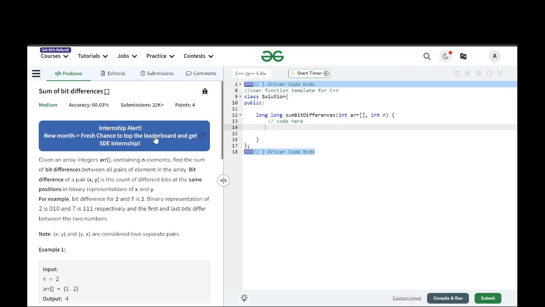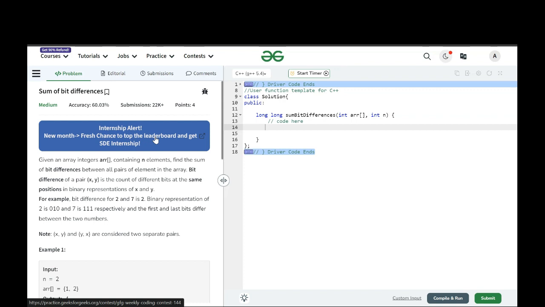Hi everyone. So we'll be solving today's problem of the day, that is sum of bit differences. Let us first go through the problem. What it is stating is that given an array of integers containing n elements, find the sum of bit differences between all pairs of elements in the array.